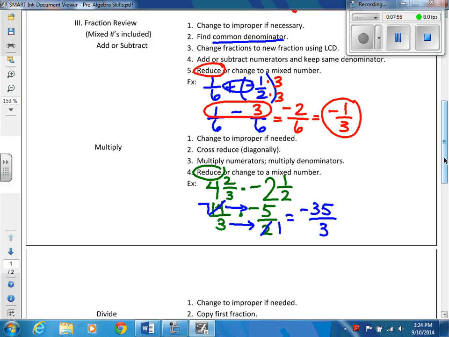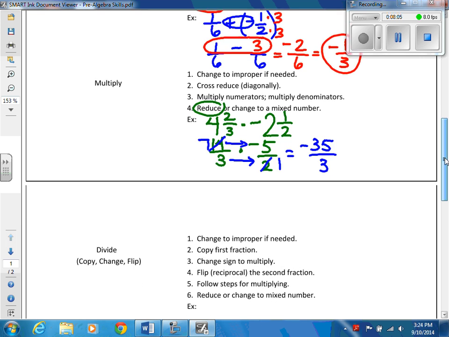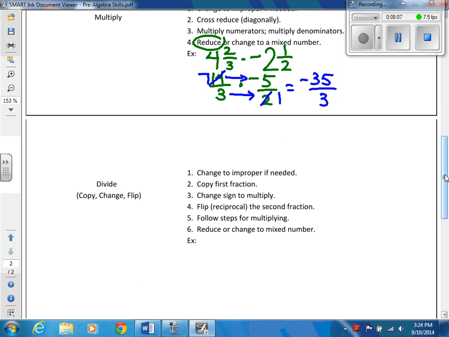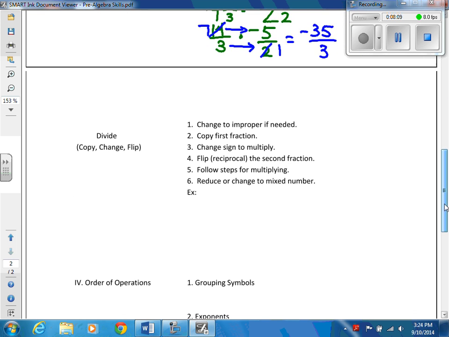You can convert this to a mixed number if you wish to, but in Algebra 1, we operate with improper fractions all the time. So if you leave it improper, you're actually better off than if you convert it to a mixed number, because eventually you'd have to go back anyway. So just leave it as improper as long as it's reduced and move on.